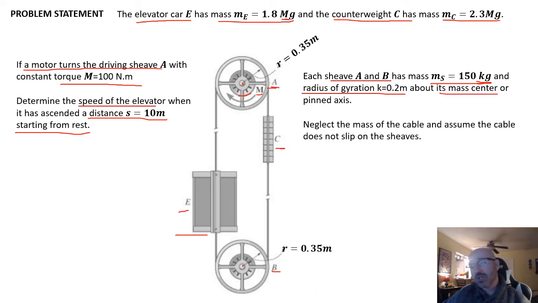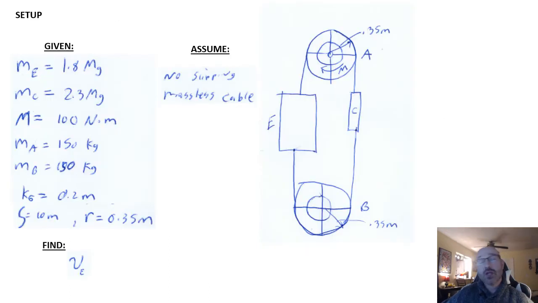As far as assumptions, they want us to neglect the mass of the cable, so we assume a massless cable, and also assume that the cable does not slip at all. The last thing we can see is the radius of each of these, which are equal, and that's R equal to 0.35 meters. So they give us a lot of information between the problem statement and the initial diagram that we want to organize neatly and reference back to as we solve for the speed of the elevator.